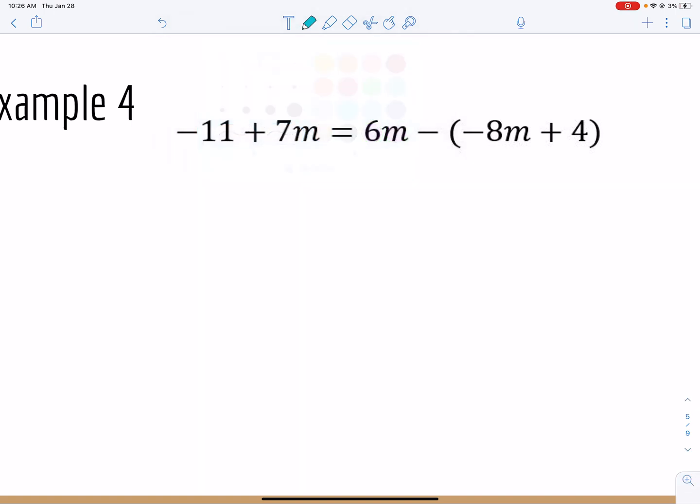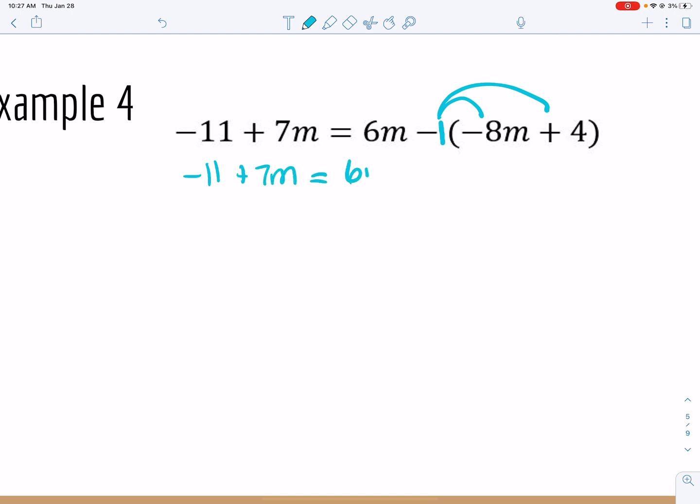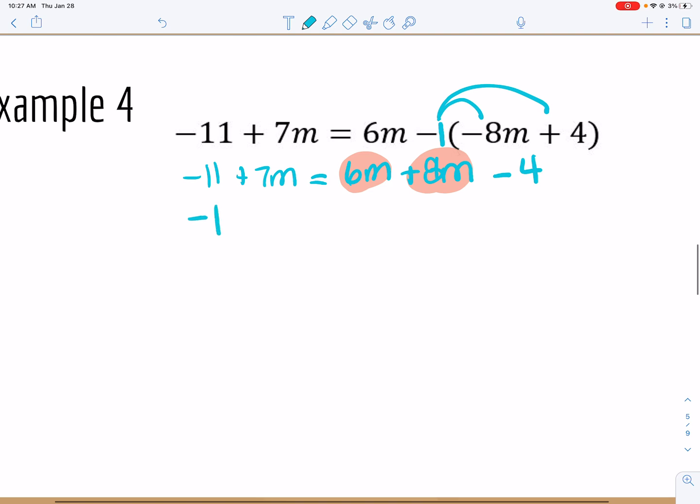The one thing we talked about yesterday, and I know you weren't here, is that you would have a 1 in front of there. So you have to take care of those parentheses first, and you're actually multiplying by a negative 1. So that would become a positive 8m, minus 4. These are like terms, so I'm going to put them together because they're on the same side. So negative 11 plus 7m equals 14m minus 4.